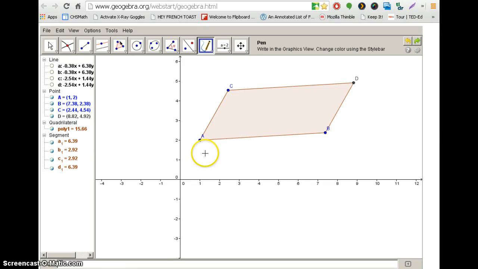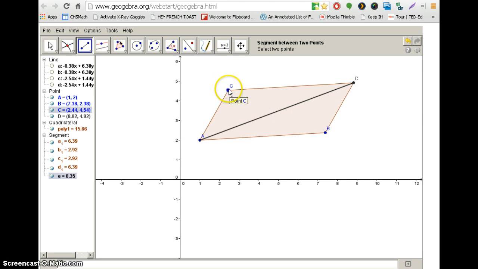Okay, so we're going to prove now that in a parallelogram, the diagonals bisect each other. So let's see what that means. Let's think about this for a minute. Here would be one diagonal, right? And here is the other diagonal.